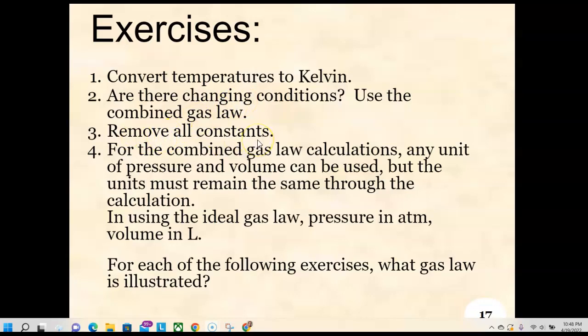Remove all constants. If it's not mentioned in the equation, you can remove it as a constant. If it says whatever property is the same, like the same two pressures, you can cancel those out. If you have the same two temperatures, you can cancel those out. For the combined gas law calculations, any unit of pressure and volume can be used, but the units must remain the same throughout the calculations.